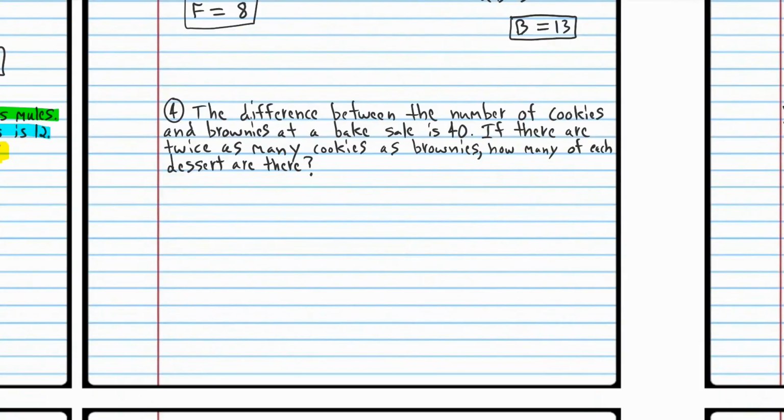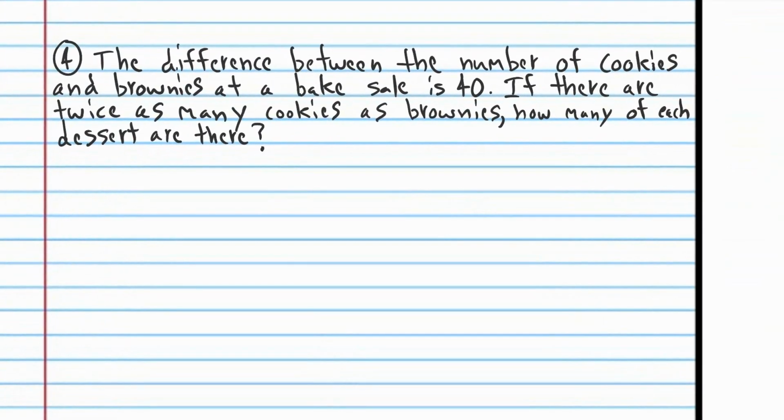All right, we're back. How many of each dessert are there? That's the first step, is to define the variables. So we have cookies. We'll let C equal the number of cookies. And B will be the number of brownies.